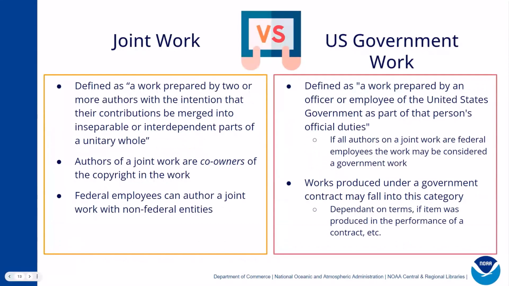Like right now, defining a joint work versus a US government work. So I'm going to flip these and talk about a US government work first, which I should have done on the slide, but we're going to go backwards for a minute. So a government work is a work prepared by an officer or employee of the United States government as part of that person's official duties. That is directly from the Copyright Act. If all authors on a joint work are federal employees, the work is considered a government work.